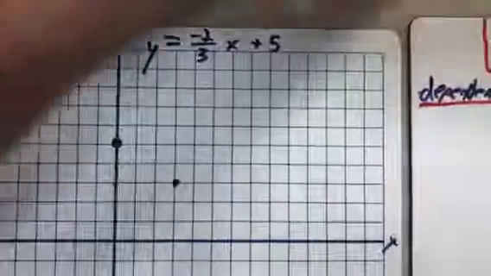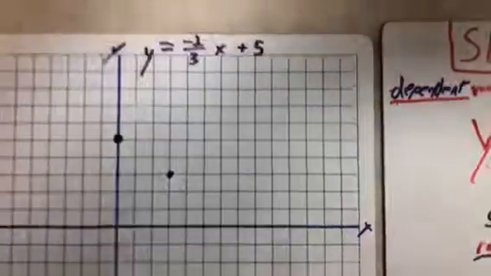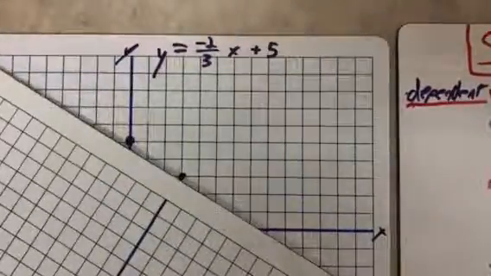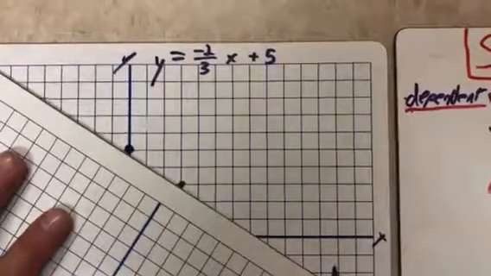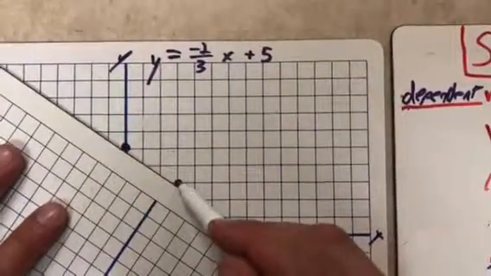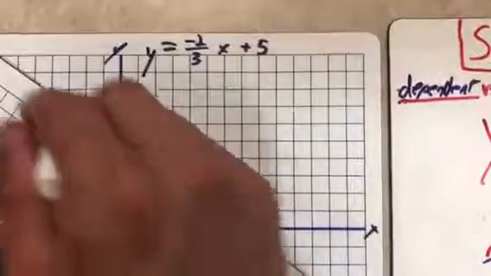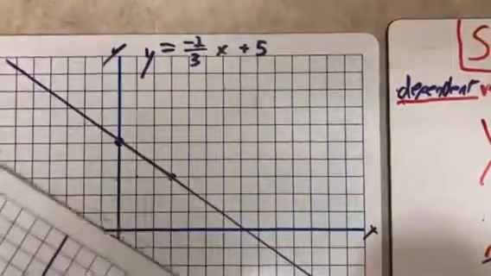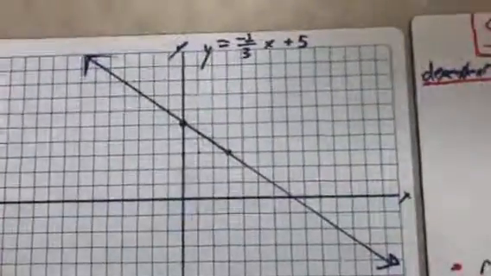Now, if I graph a great line, and I got this nice little ruler out, all you need is 2 points. You connect those 2 points, you got it. So there's a line.